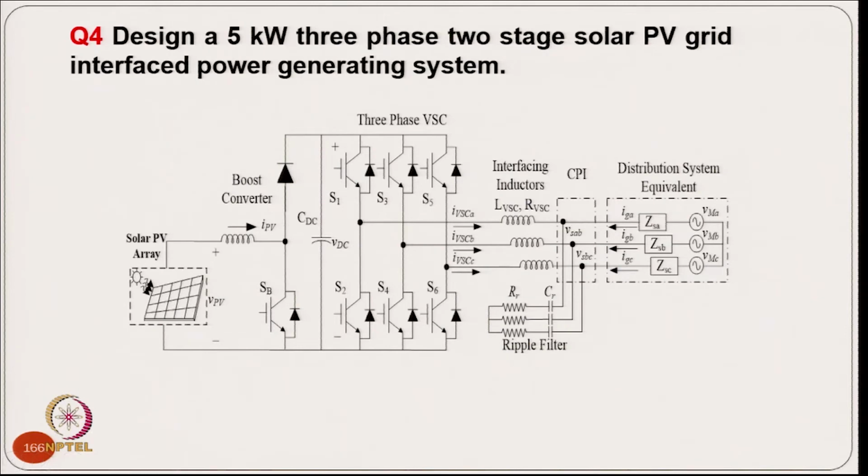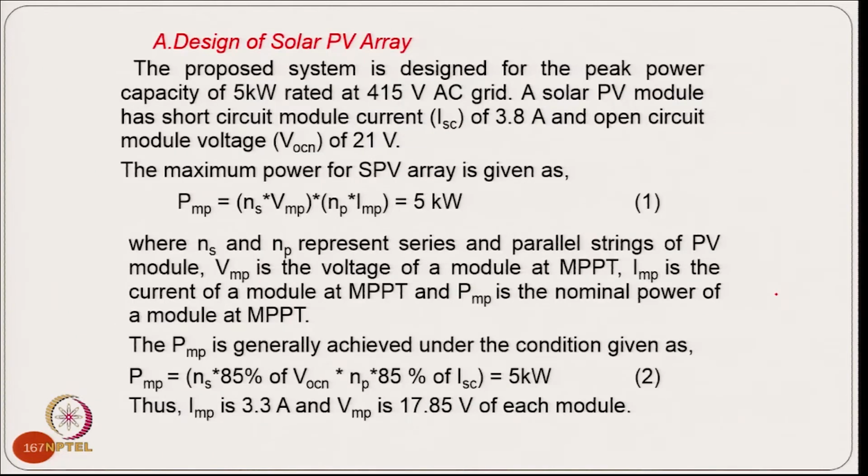Now, coming to example 4: design a 5 kilowatt 3 phase 2 stage solar PV grid interface system. So we have a 2 stage system, solar PV generation, and then we have an inverter feeding to the grid. The proposed system is designed for peak power of 5 kilowatt at 415 volt, and the solar PV module short circuit current is 3.8 and open circuit voltage 21.